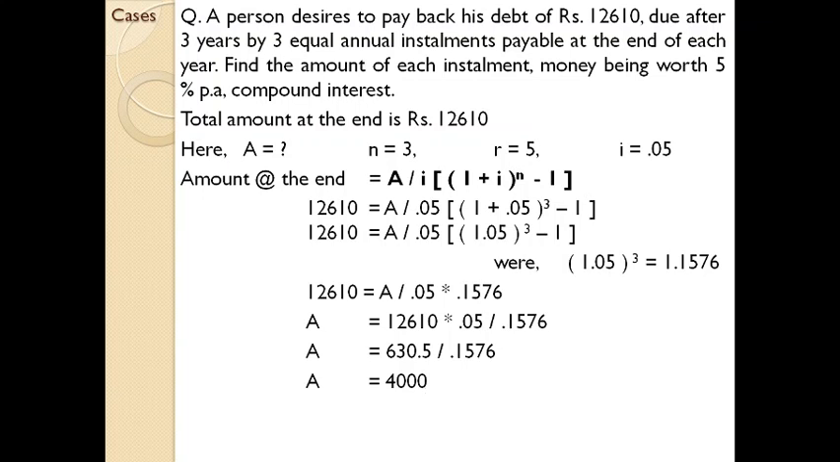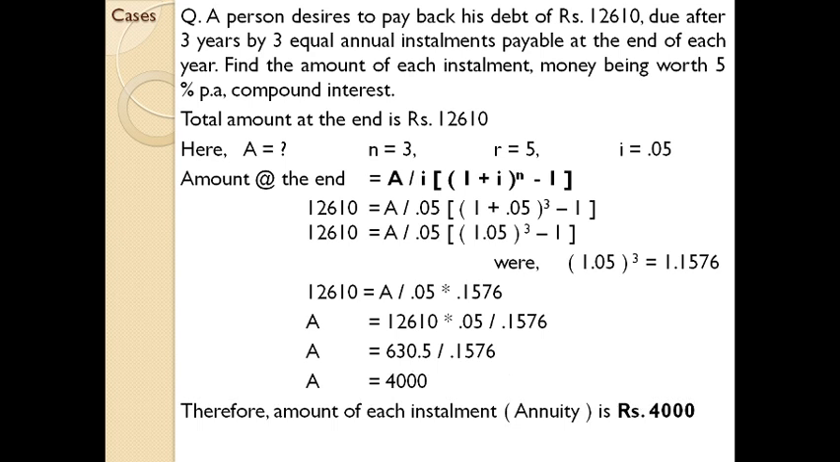That is, the person has to make an annual installment of rupees 4,000 for a period of 3 years, so that with 5% compound interest, he will be able to pay back his debt of rupees 12,610 by the end of the third year. So that is the concept.